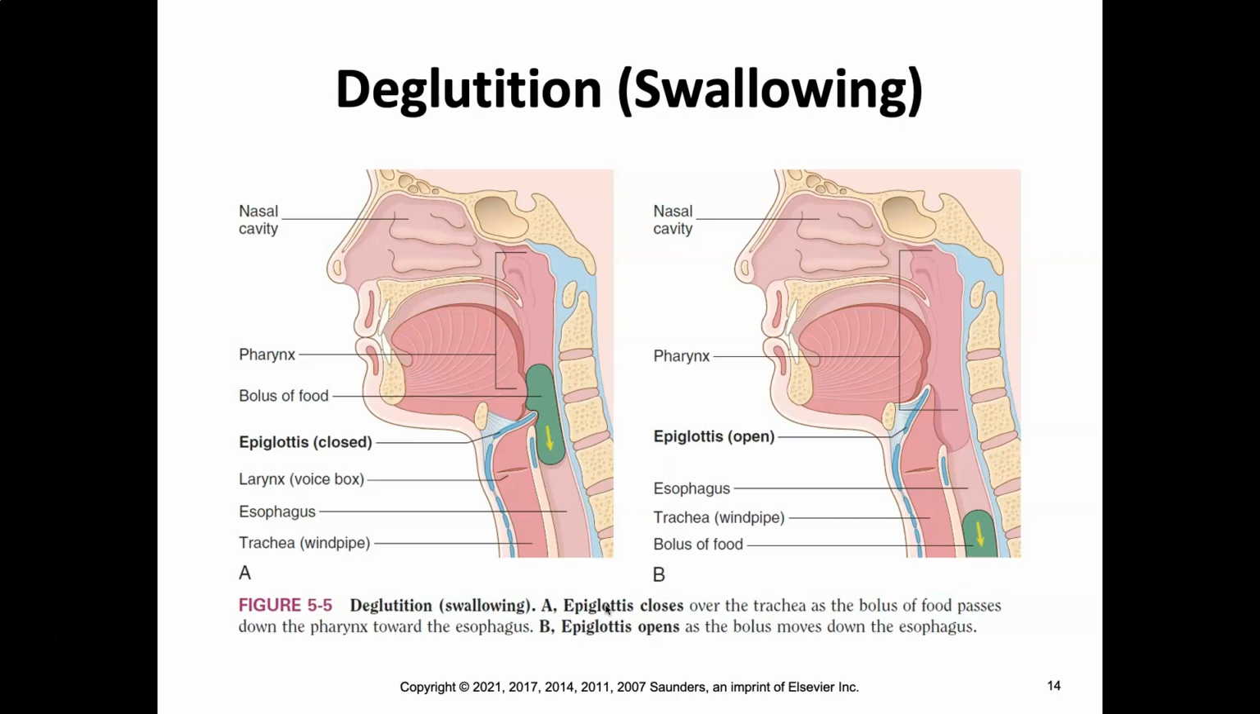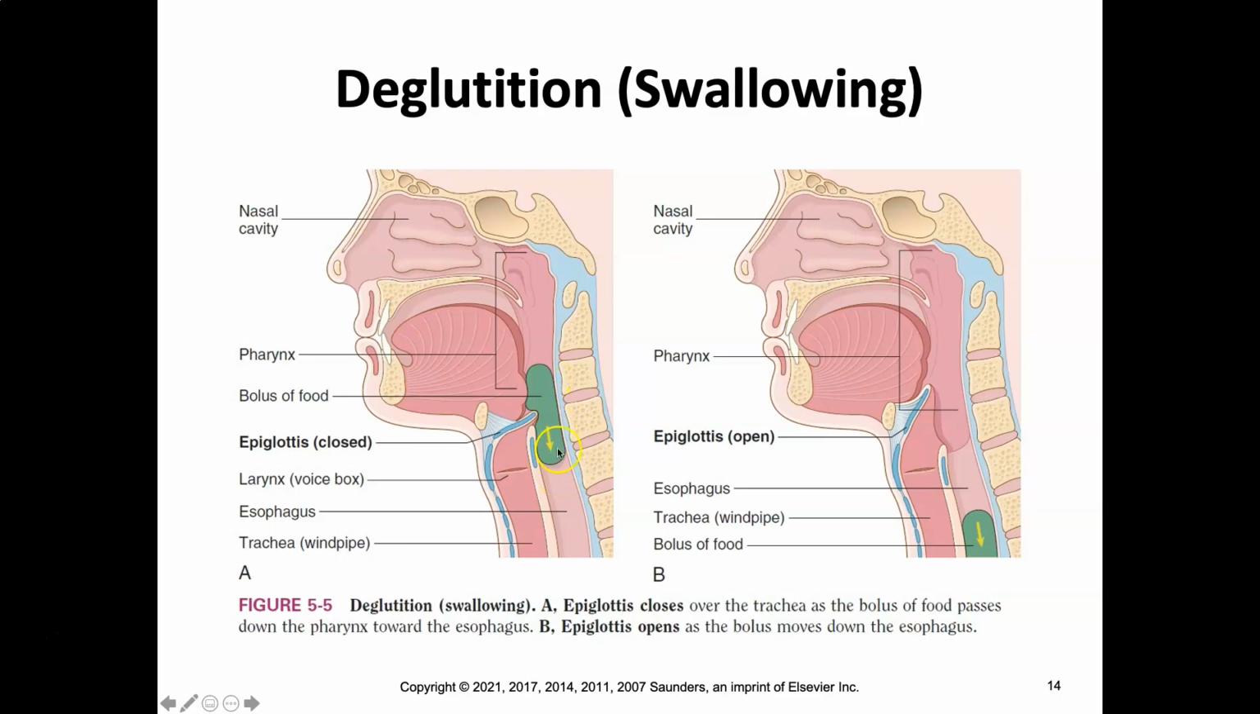Deglutition means swallowing. It's a fancy term for swallowing. Make sure you know that one. Hint, hint. Anyway, this shows you how it starts. If you look on your screen here, I'm trying to circle it with my mouse. You can see the green is the food bolus, and this person has just finished chewing it and is getting ready to swallow it.